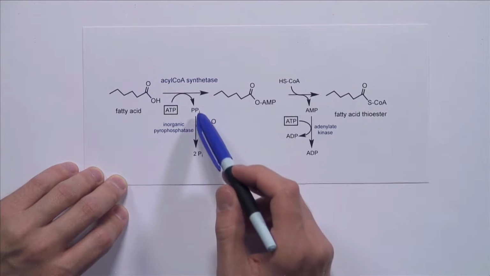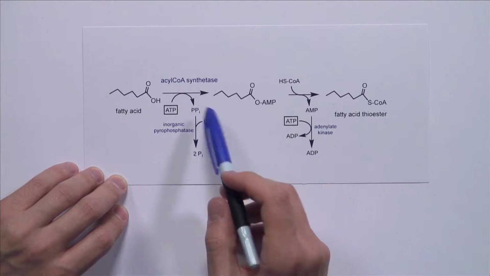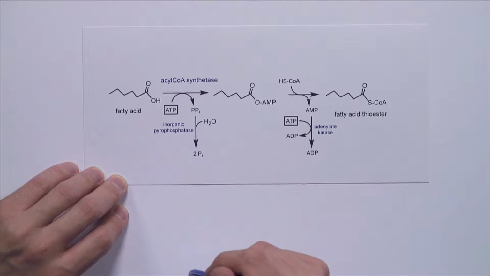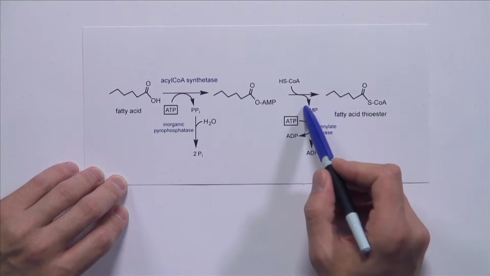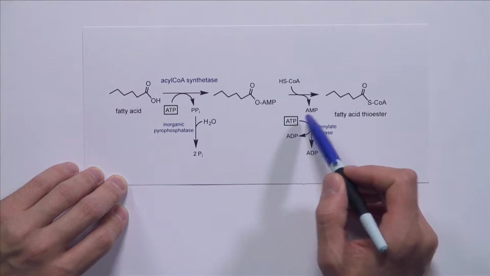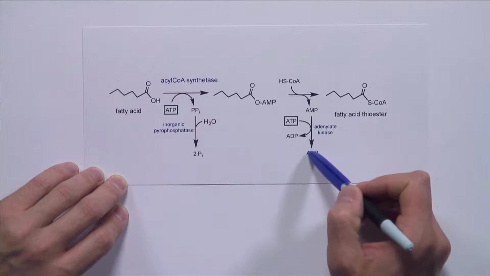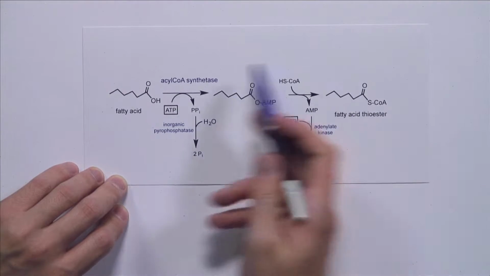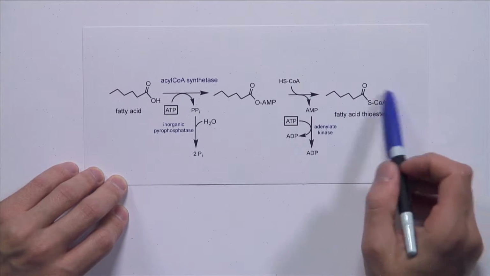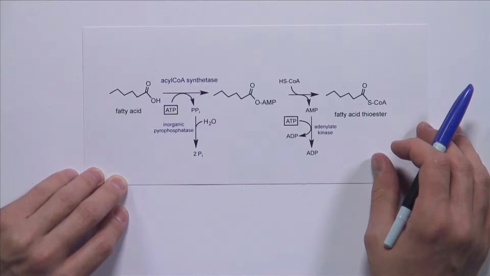And the energy in this reaction catalyzed by inorganic pyrophosphatase drives the reaction towards the right. Now, since we're generating AMP in the second step, we need a second molecule of ATP to convert this AMP back to ADP. So overall, this process requires 2 molecules of ATP to generate 1 molecule of the fatty acid thioester. Once the fatty acid is activated into a thioester with coenzyme A, it can now undergo beta oxidation.